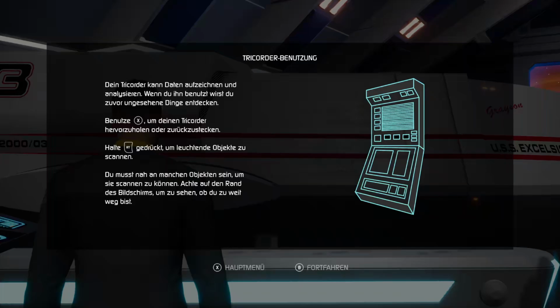Dein Rekorder kann Daten aufzeichnen und analysieren. Wenn du ihn benutzt, wirst du zuvor ungesehene Dinge entdecken. Benutze X, um den Rekorder hervorzuholen oder zurückzustecken. Halte RT gedrückt, um leuchtende Objekte zu scannen. Du musst nah ran an manchen Objekten sein, um sie scannen zu können. Achte auf den Rand des Bildschirms, um zu sehen, ob du zu weit weg bist.